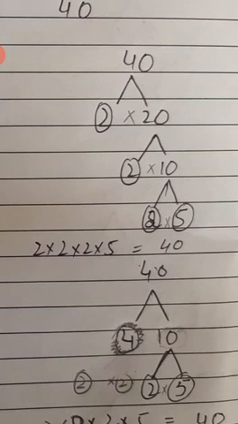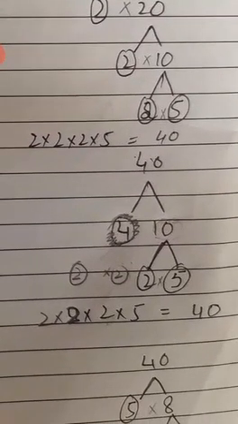2 5s are 10, so 2 and 5 both are prime numbers, circled them. At the end we don't have any composite number to break into two parts. That's why the question is completed. At the end we have 2, 2, 2 and 5 as the prime factors of 40. And how to multiply it? 2 2s are 4, 4 2s are 8, and 8 5s are 40.